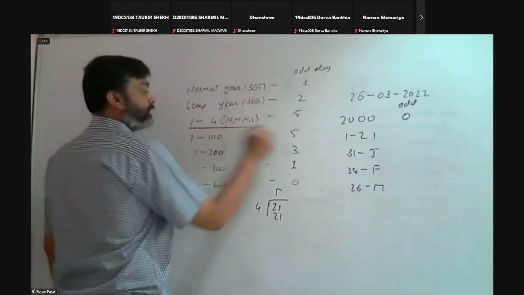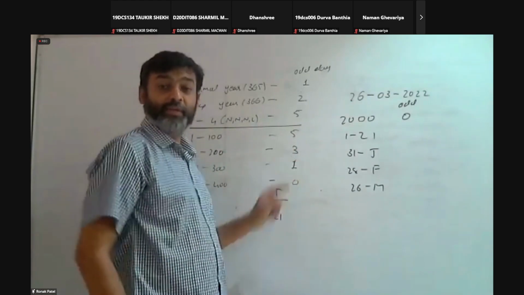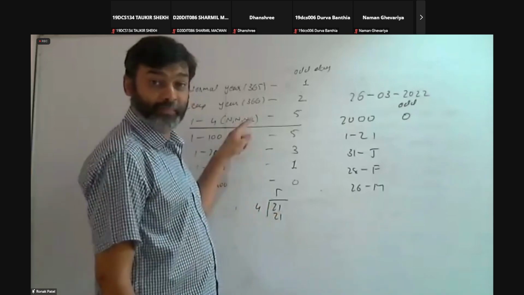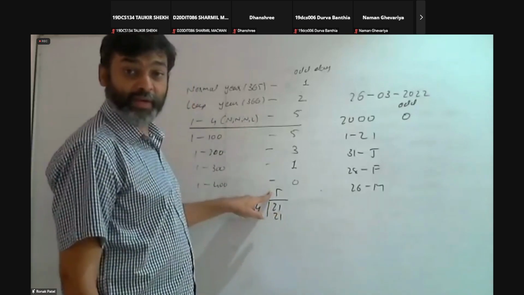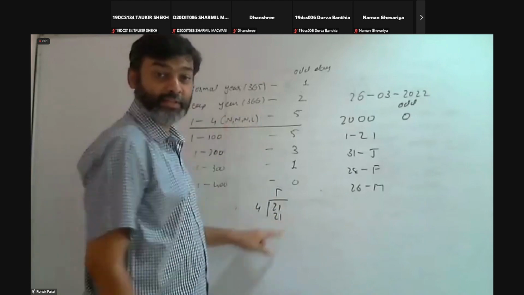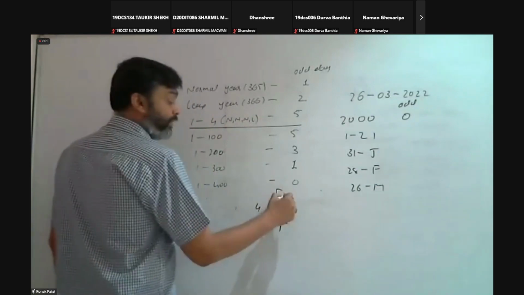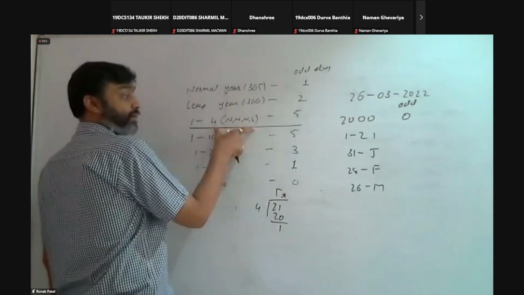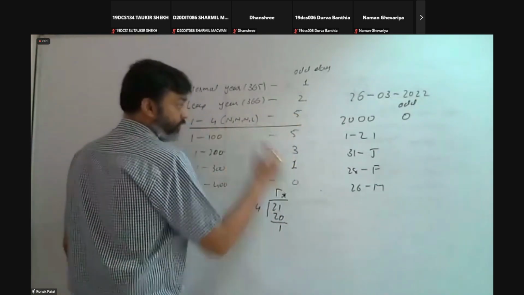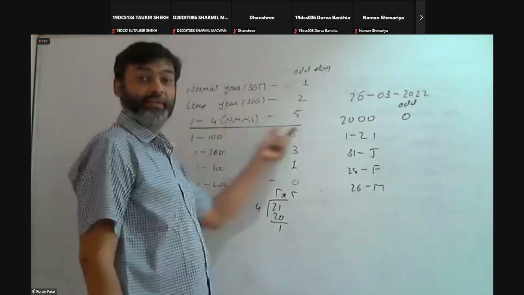I'm taking this concept because if you consider 1, 2, 3, 4, it is normal, normal, normal, and leap. So there are 5 such groups of 4 consecutive years, and one extra year. 5 4s are 20, and one extra year. In this group of 5, every group of 4 consecutive years has 5 odd days.